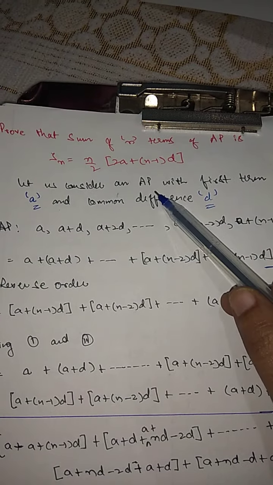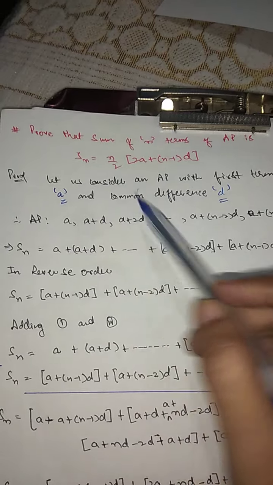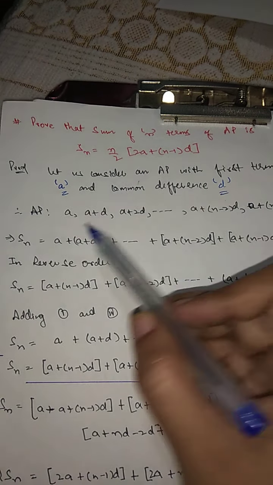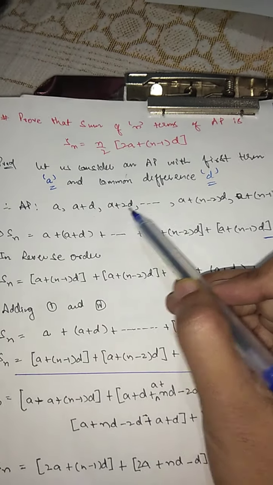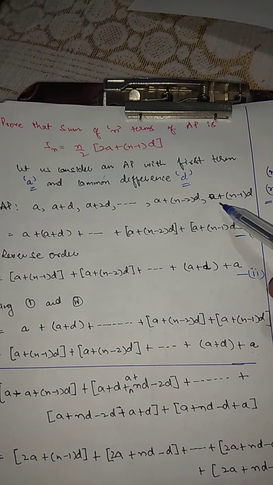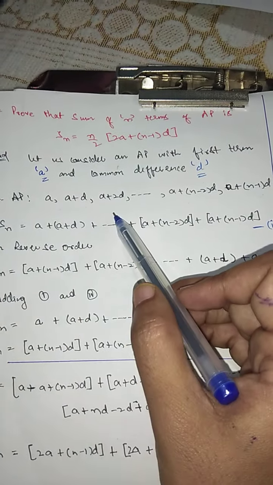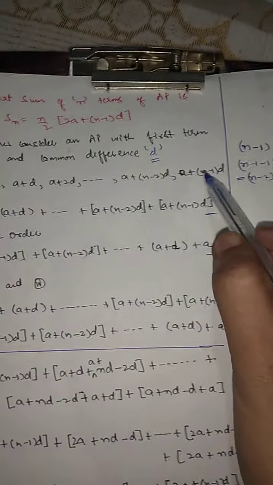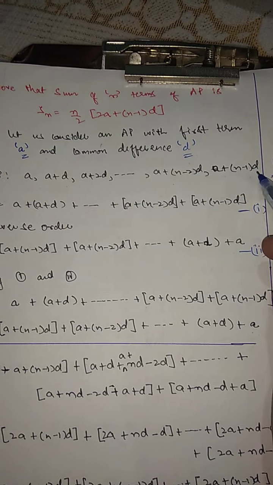Let us consider an AP with the first term a and the common difference d. If the first term is a and the common difference is d, then the AP would be a, a plus d, a plus 2d, and so on, up to a plus (n minus 2) into d, a plus (n minus 1) into d. Here I have taken the first three terms of the AP and the last two terms. As you know, the last term of the AP is an, which is a plus (n minus 1) into d.